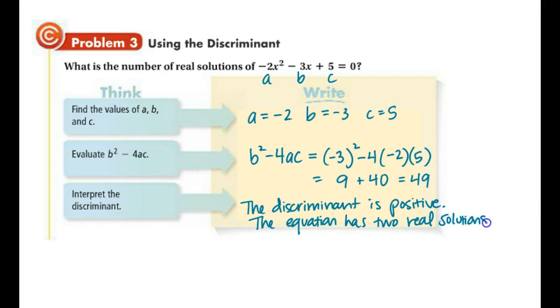So that means this parabola crosses the x-axis at 2 points or 2 coordinates. If we find out that the discriminant is equal to 0, that means we only have one real solution. That would be another possibility in another situation. Or if we found that the discriminant was negative, that means there would be no real solutions.